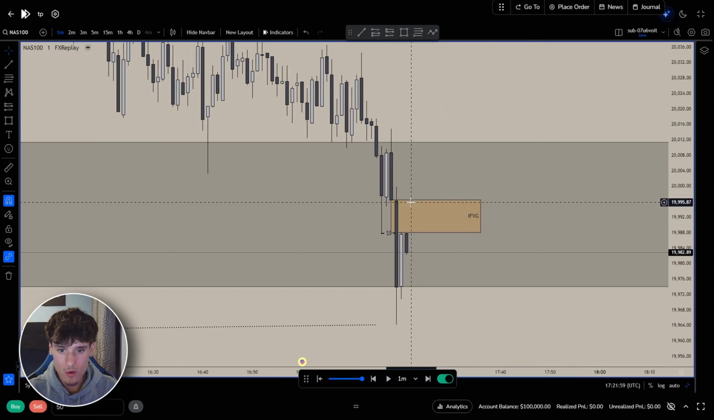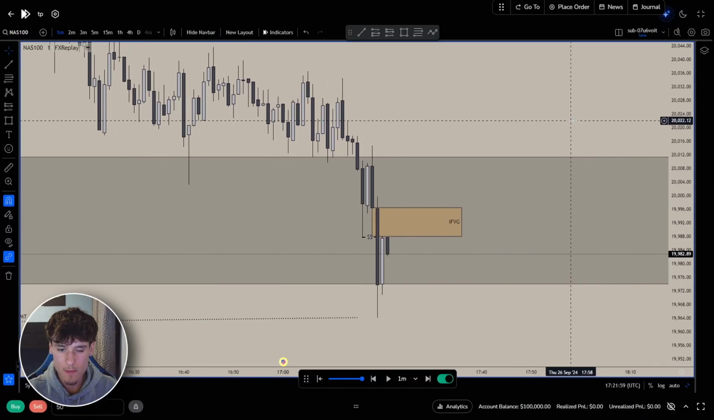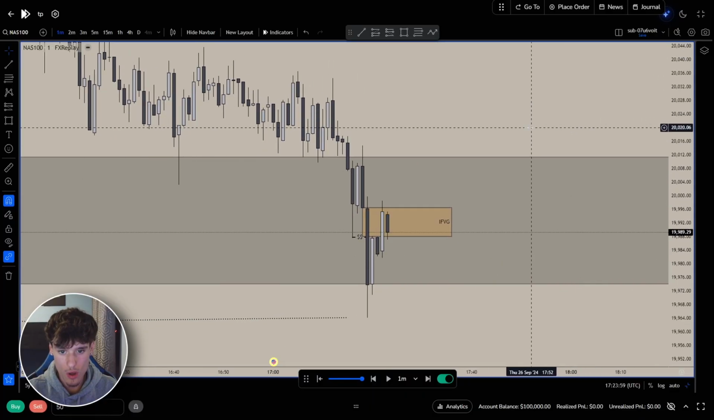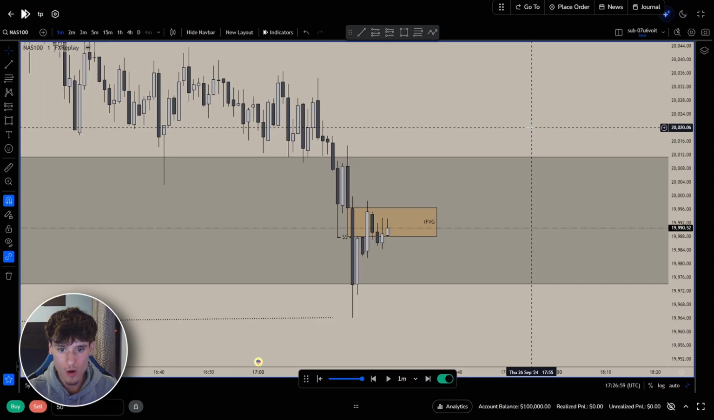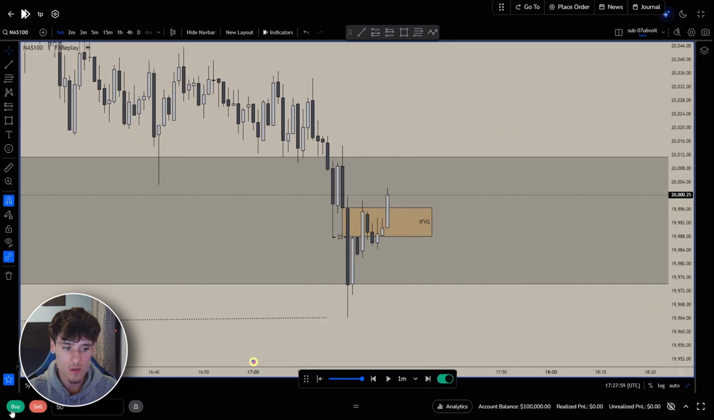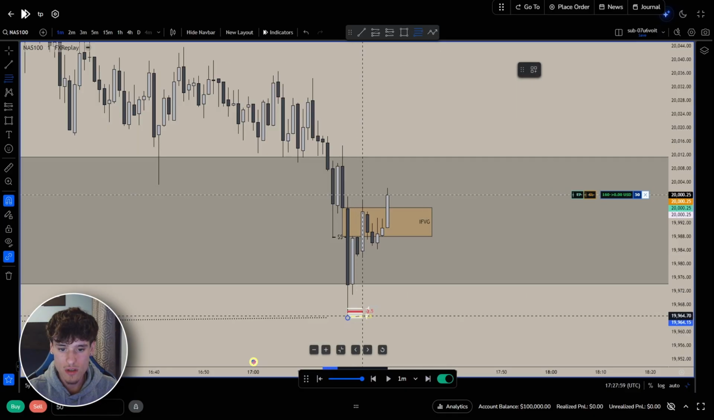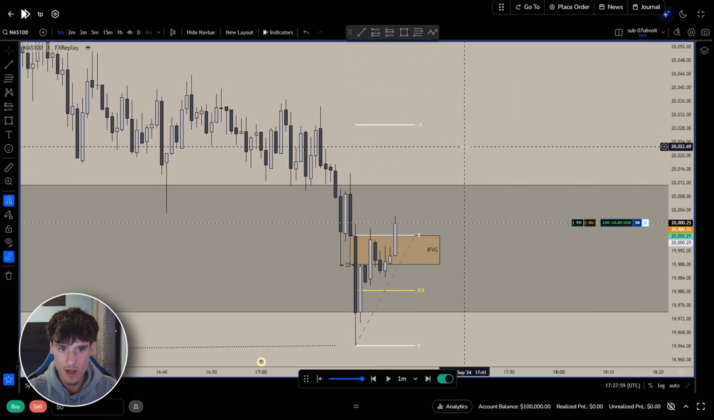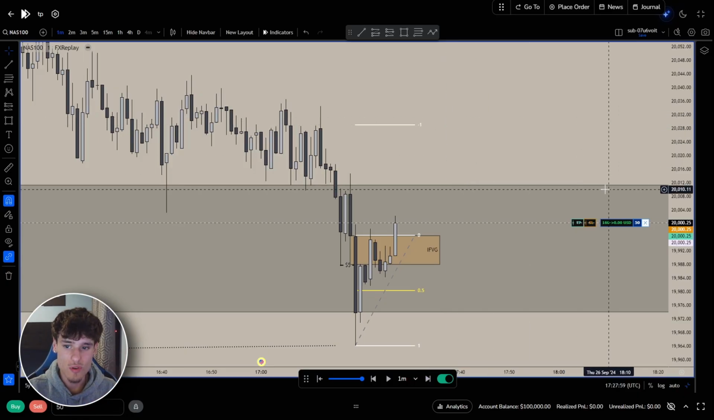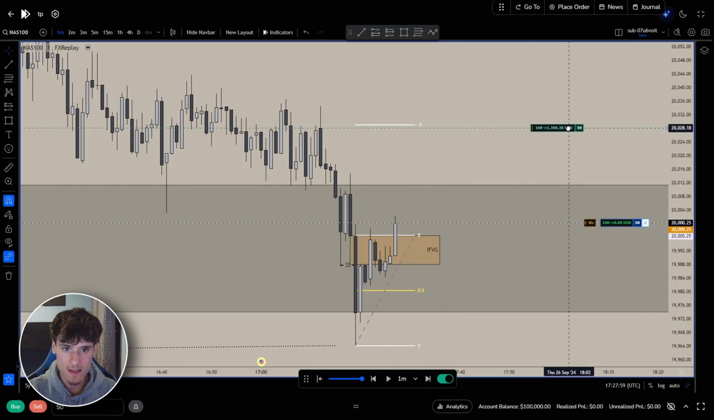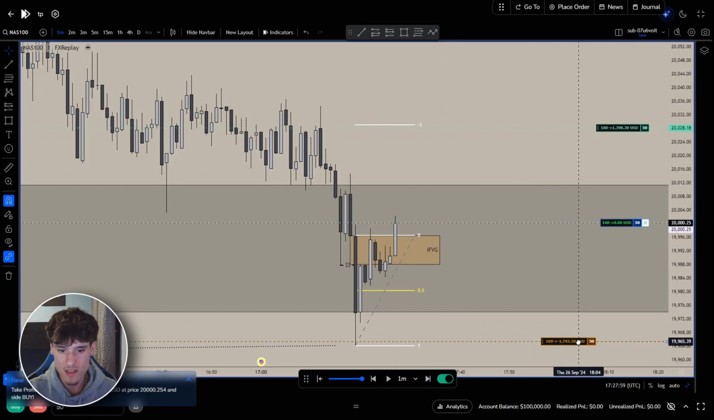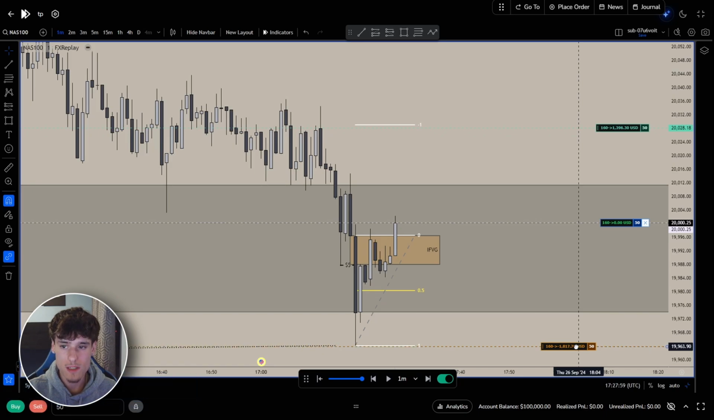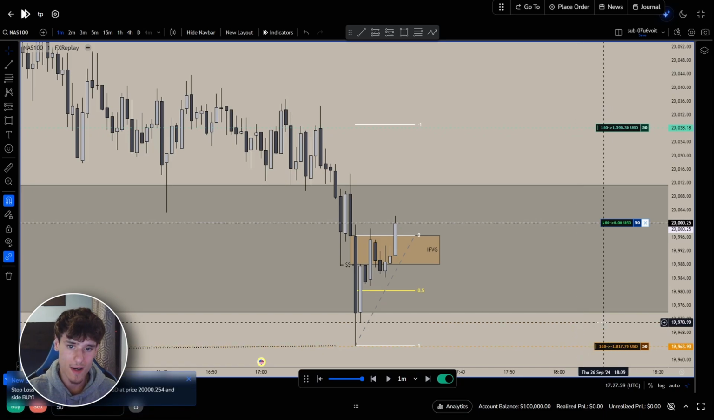So now the second we make a full body close past this inversion fair value gap, I'd be looking for longs. So are we going to make that full body close? We do. So let's take our buy position. Now you can either take a standard deviation right to the lows to the break of the inversion fair value gap, and that's beautiful. Target's literally right at these highs. Stop loss goes obviously right at the lows.